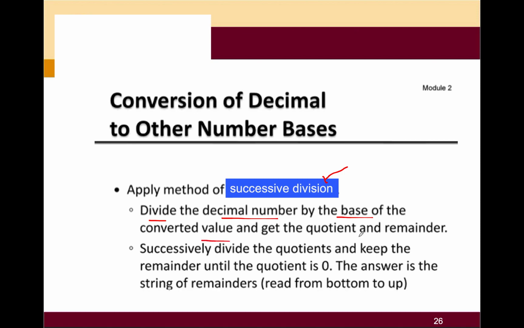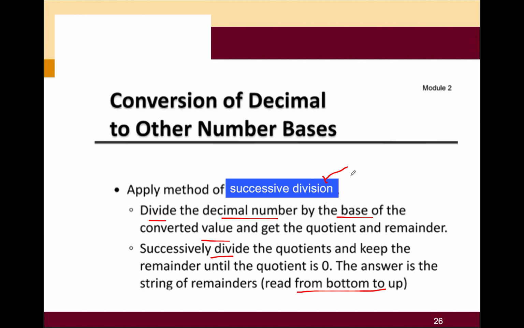and also the remainder. Then successively divide the quotients and keep the remainders until the quotient is 0. This is very important. The answer is the string of remainders. You also need to know how you're going to get the answer: by reading from bottom to up.